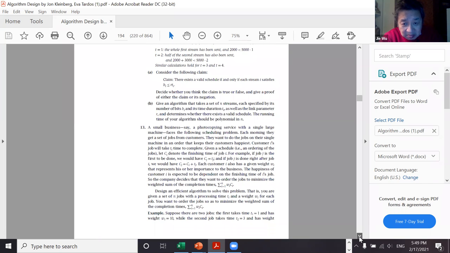Actually, this is a tricky problem. I'm surprised that all students did it correctly. So it's good. I hope you will be able to solve this kind of problem in the midterm. Actually, this is not an easy problem. Let's just read this. A small business, say a photocopying service with a single large machine, faces the following scheduling problem. Each morning they get a lot of jobs from customers. They want to do the jobs on the single machine in order to keep the customers happiest.